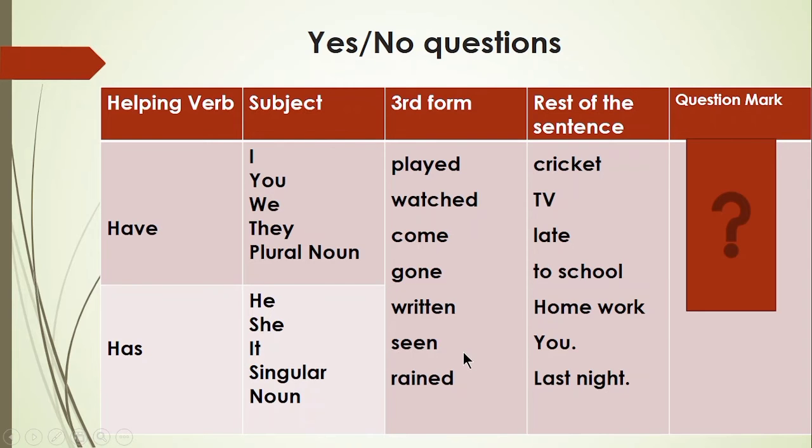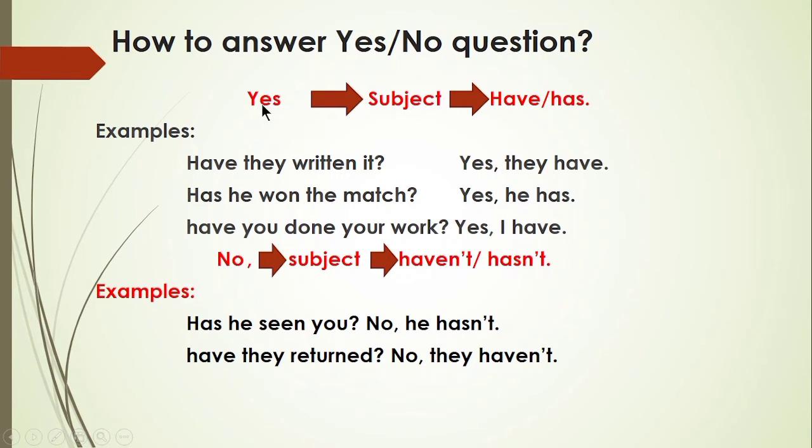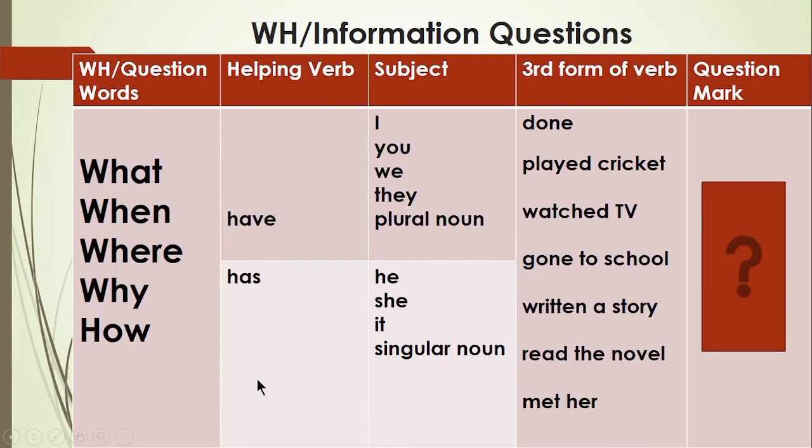Now, how to answer these questions? For answering, first we put yes followed by a comma, then the subject, then have or has according to the subject. For example, have they written it? Yes, they have. Has he won the match? Yes, he has. Have you done your homework? Yes, I have. And if you answer no, put no followed by a comma, then the subject, then haven't or hasn't. For example, has he seen you? No, he hasn't. Have they returned? No, they haven't. Okay, so that is how we answer yes/no questions.